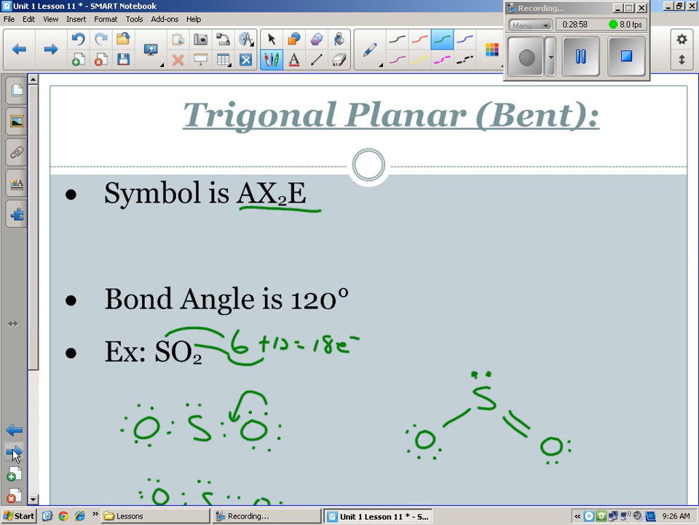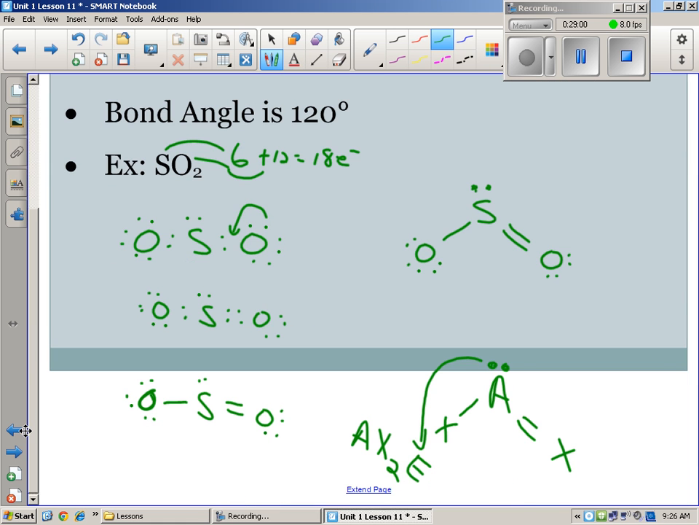This is also trigonal planar. There are 3 things around the central atom, so it has the same name. 1, 2, 3 things around the central atom. It turns out that one of those things happens to be a lone pair, though, instead of an actual atom. So we gave it a slightly different name, which is called trigonal planar bent. Okay? Trigonal planar bent. So the bond angle here is still 120.